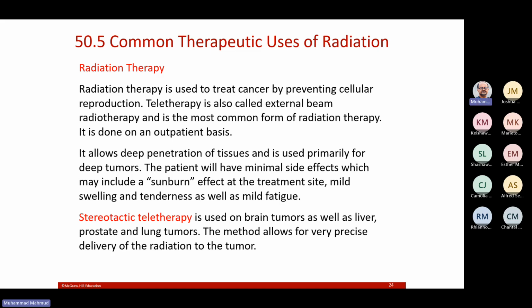In stereotactic teletherapy, which is used for brain tumor as well as liver, prostate, lung tumor, we allow very precise delivery of radiation to the tumor.